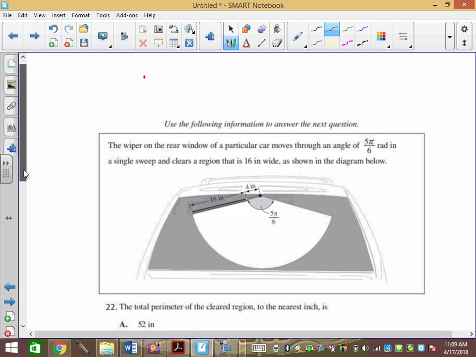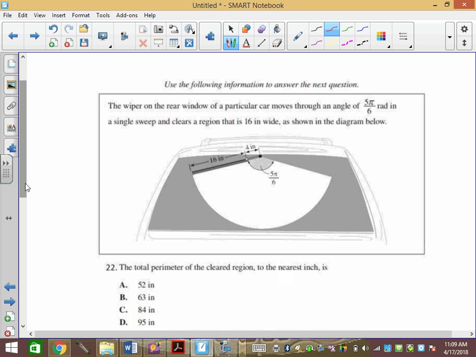Okay, this one, the wiper cleans off. The wiper on the rear window of a particular car moves through an angle of 5 pi over 6 in a single sweep and clears the region that's 16 inches wide, as shown. So it just clears this region here. The total perimeter, so they want all the way around it, correct? This is 16 here. This is 16 here. I now need this piece here.